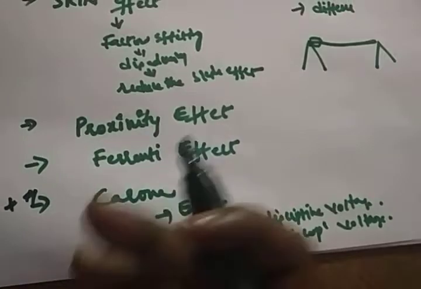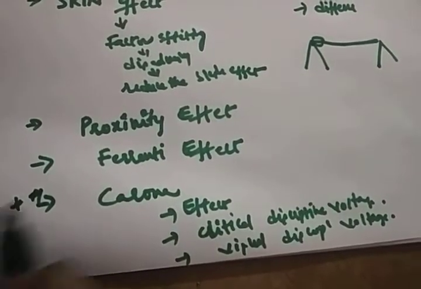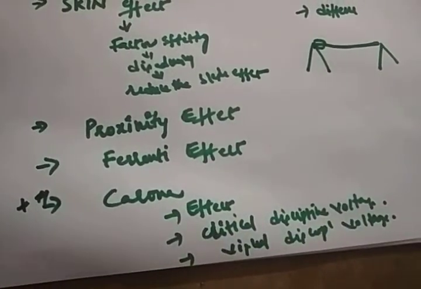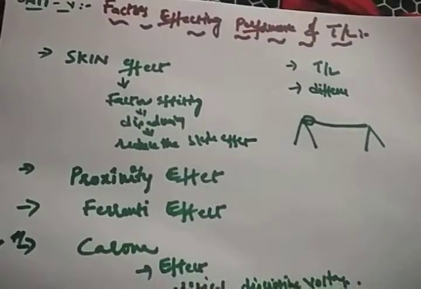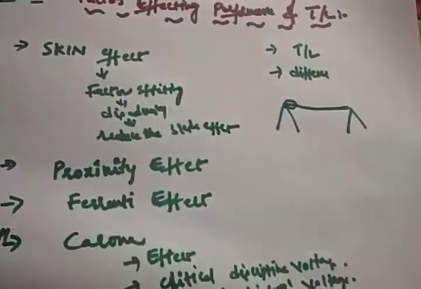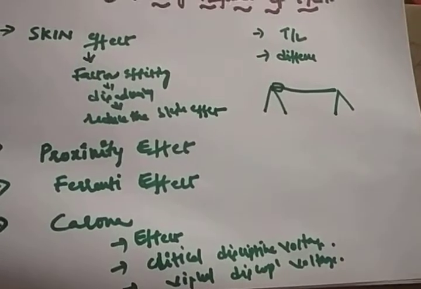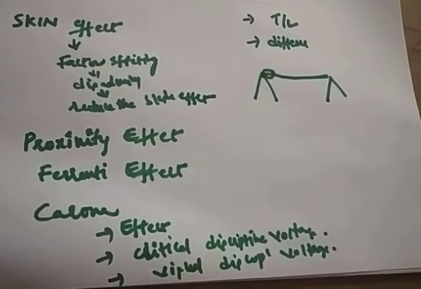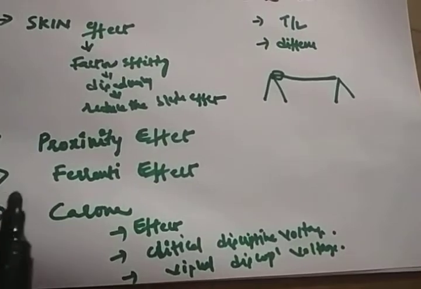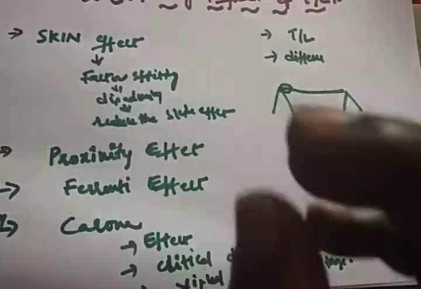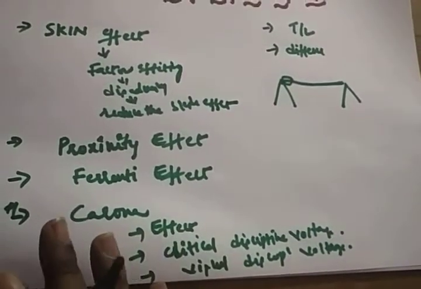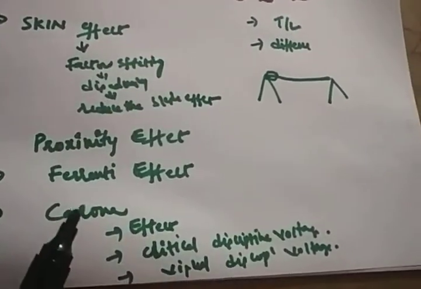So in this corona, critical disruptive voltage is there, and visual disruptive voltage is there. We discussed in detail, no doubt about that. Alright. So these are the things that we need to understand. Every power system engineer must know what the effects are. We should have at least a brief idea on that. These are very common interview questions.